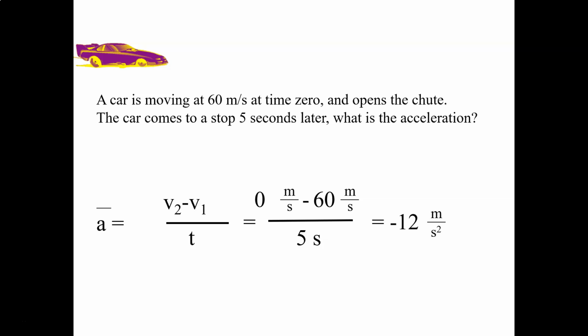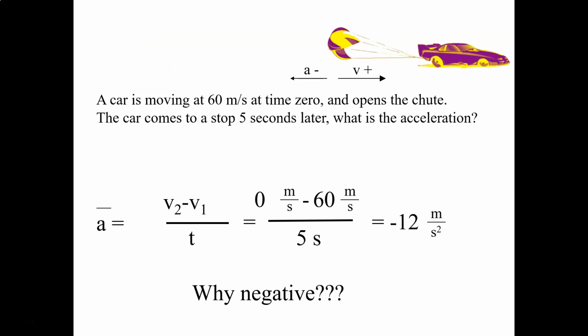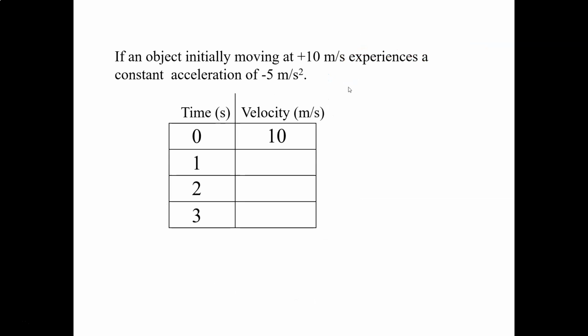What does the negative mean here? Well, it means that I slowed down in this case because I had a positive velocity, which we'll beat to death a little bit later. But in this case, that means that it slowed down. Because it was moving to the right, the acceleration and the force was pushing it to the left. So that's why it's to the left is negative.